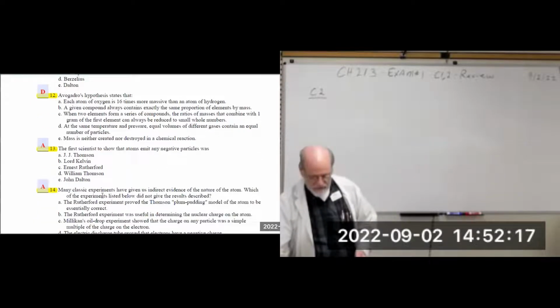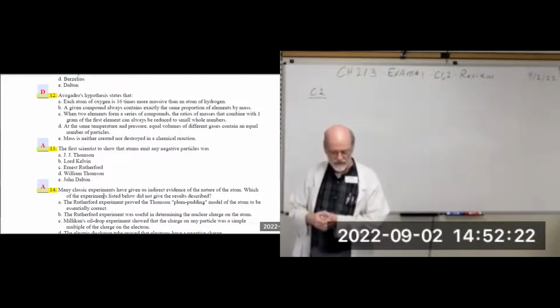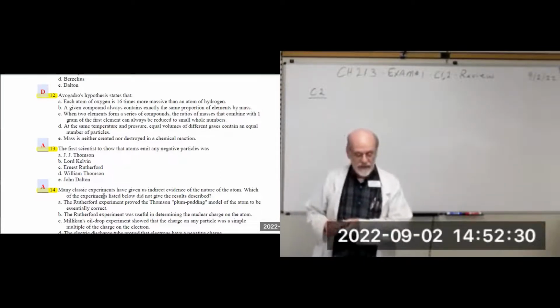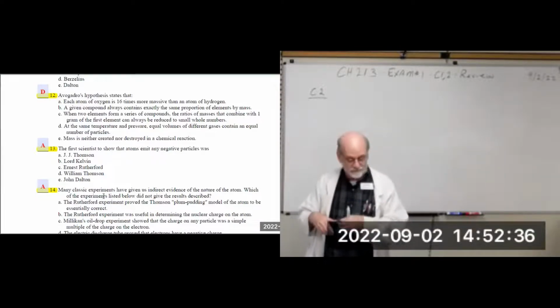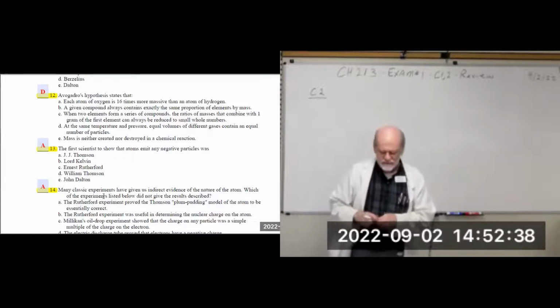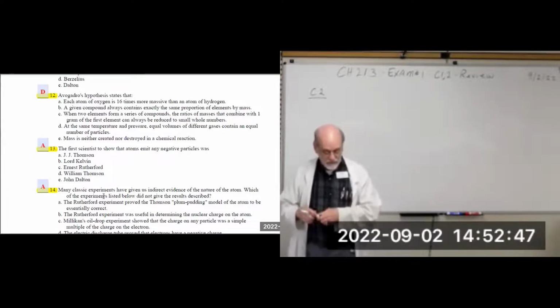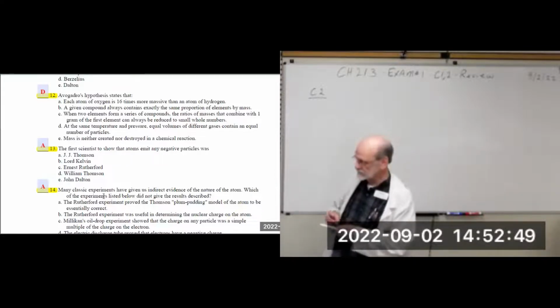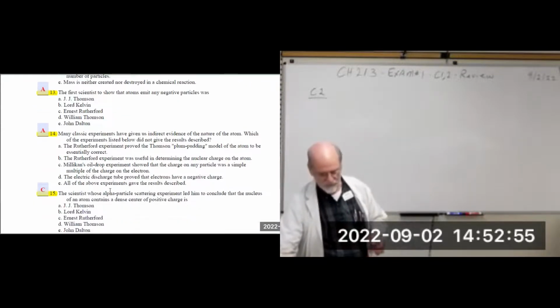Okay, 13. The first scientist to show that atoms emit any negative particles was, who studied the electron first? That we know about. J.J. Thomson. He actually determined the ratio of mass to charge, or charge to mass, whichever way. He didn't figure out what the mass of the particle of the electron was, but he did the ratio of charge to mass. And later on, shoot, my mind's gone blank. Never mind.